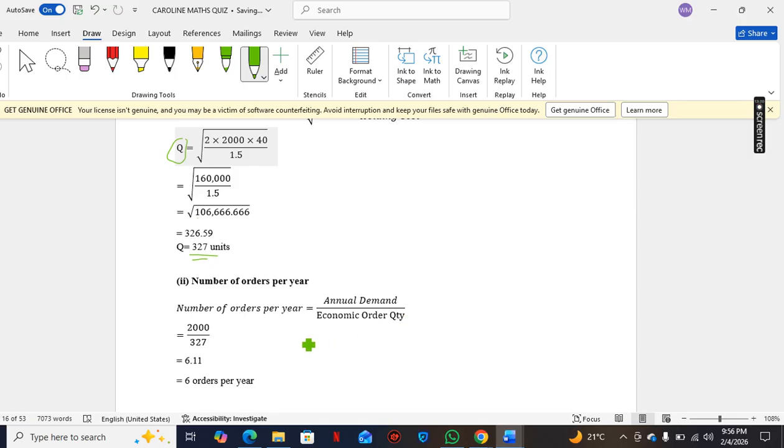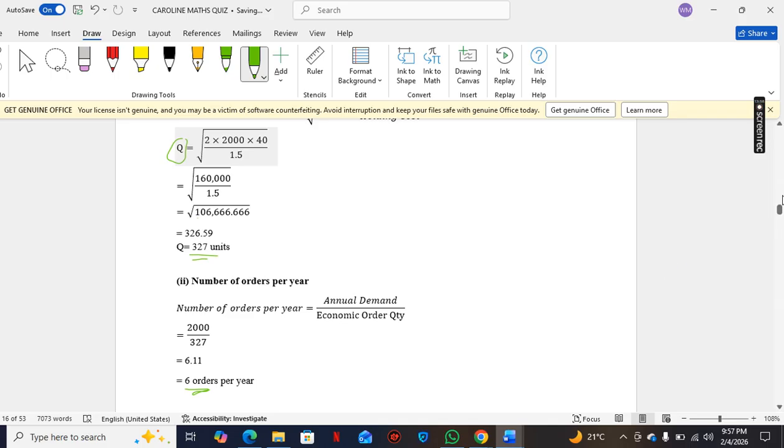Okay. So the annual demand 2,000. The order quantity, which is the optimum order quantity, 327. 2,000 divided by 327, 6.11, which can round off to 6 orders per year. Okay, so when we're ordering 327 units, we're only going to make 6 orders that year.